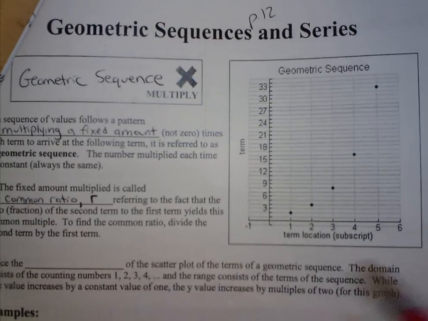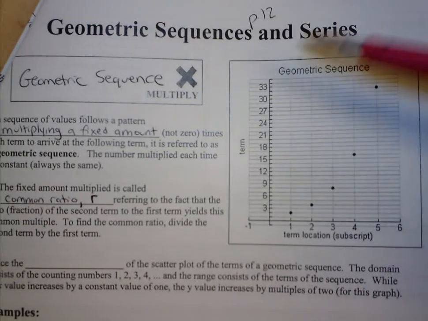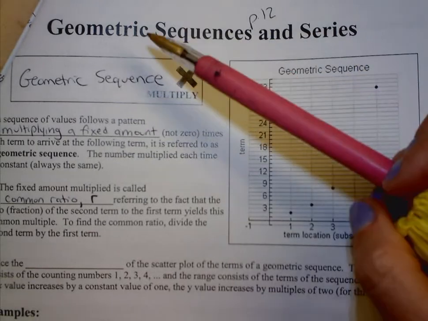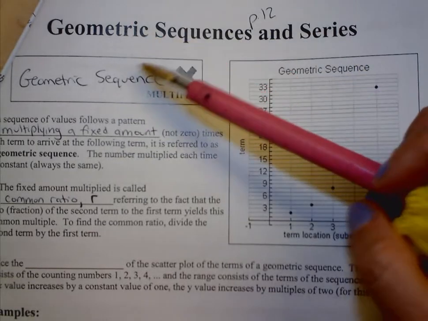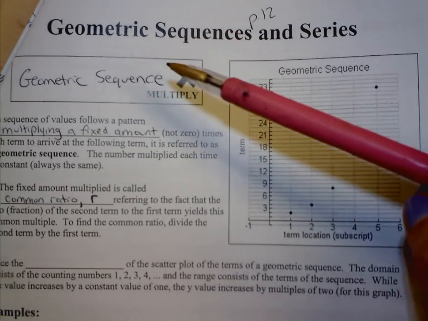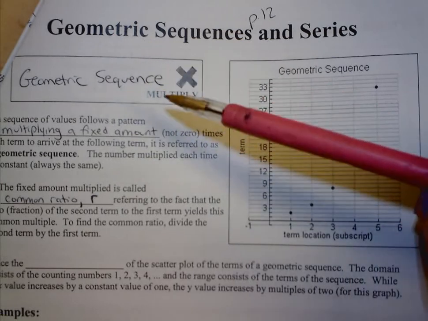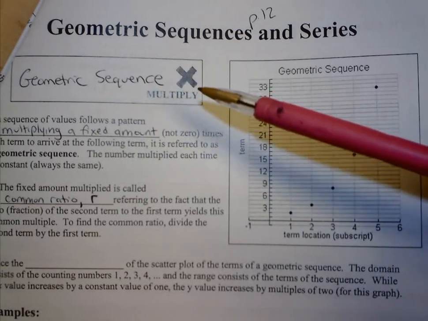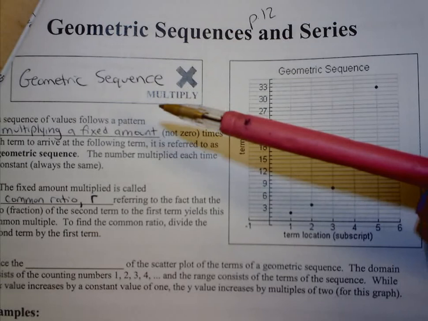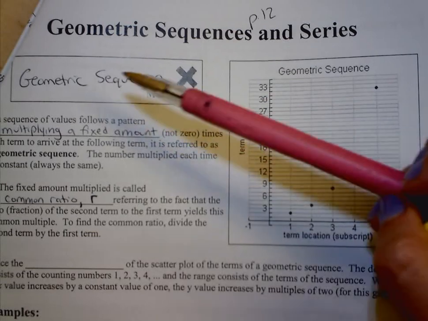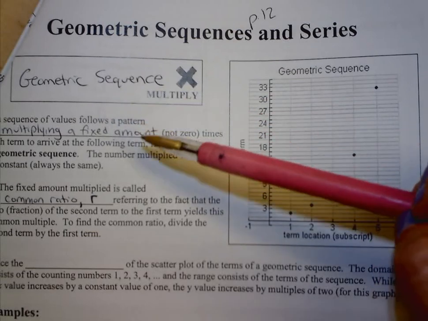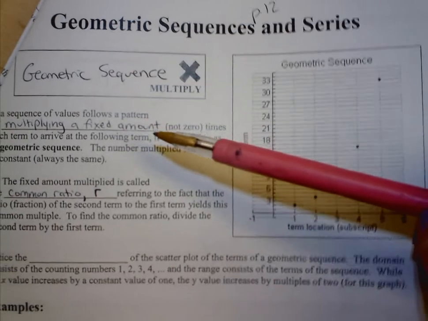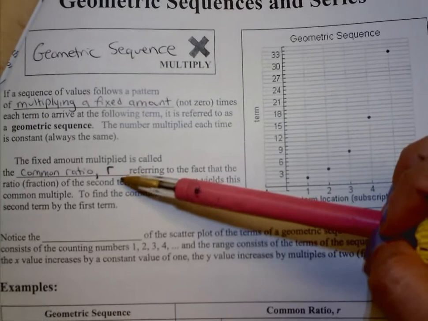Okay, I'm on page 12 of your packet. You guys know what a sequence is and what a series is, and we're going to be going over what it means to be geometric. So this is a type of sequence. We learned a couple days ago that an arithmetic sequence meant we're adding or subtracting by the same amount each time. That's the pattern, and whatever we're adding by is called the common difference. And for geometric sequences, we're going to be multiplying or dividing by a fixed amount, and whatever we're multiplying by is called the common ratio, R.